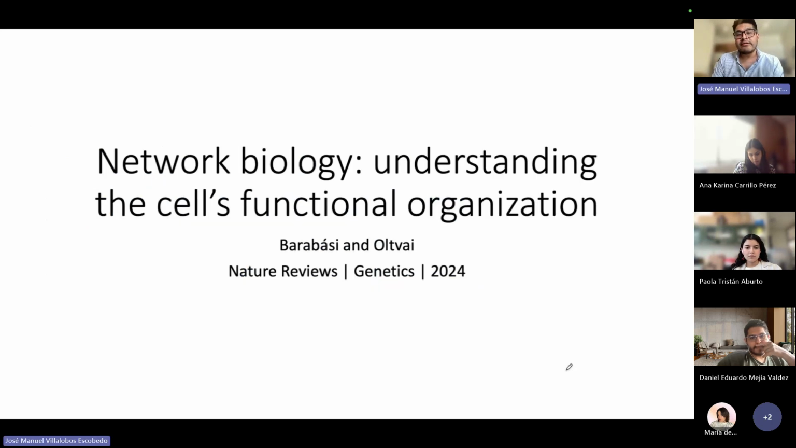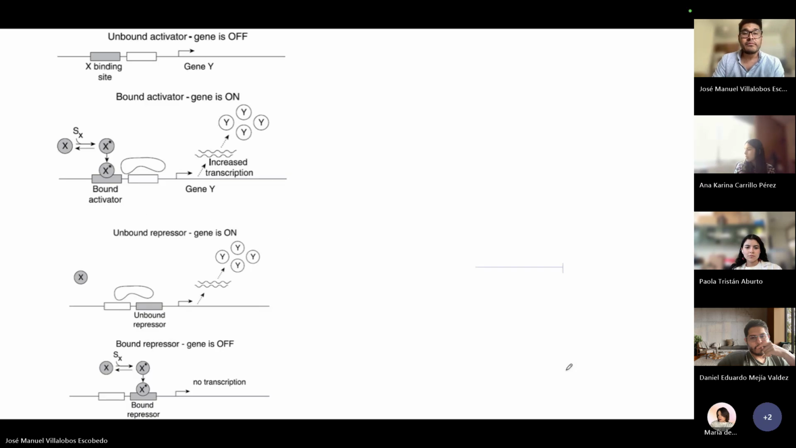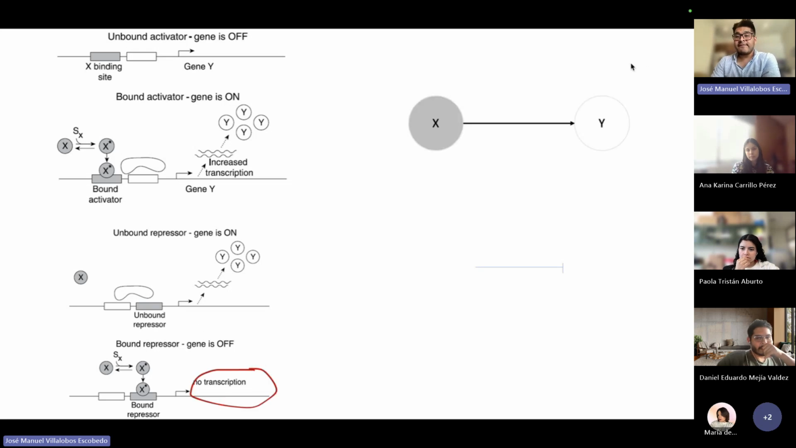So now we will start to understand a little bit more about the maths of networks. As we were talking, you can see this is the connection, for example, of one gene that is activating something, like a transcription factor that is activating some genes, or a repressor that is decreasing the expression of one gene. And we can describe that with nodes, right? Like X is activating Y, or X is deactivating Y.